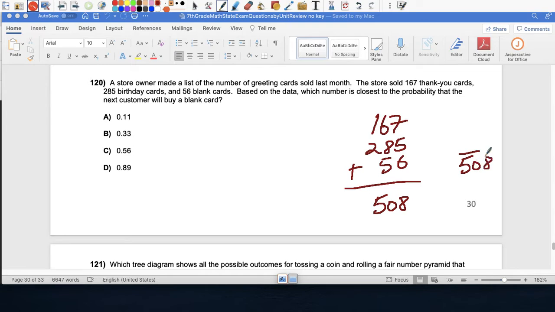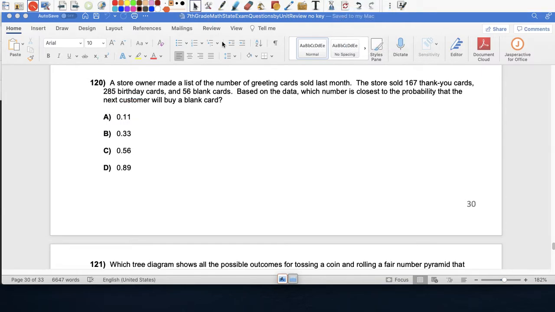Out of the 508, blank cards were 56. So the probability the next customer comes into the store and buys a blank card will be 56 out of 508, which if you simplify, as a decimal, you get 0.11. So it's an 11% chance the next customer that walks into the store will buy a blank card. So little chance.